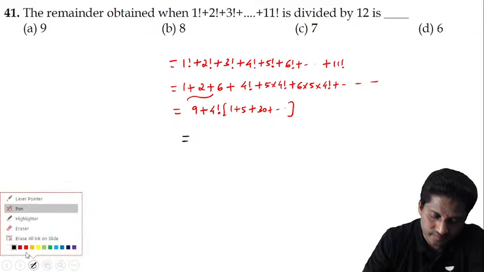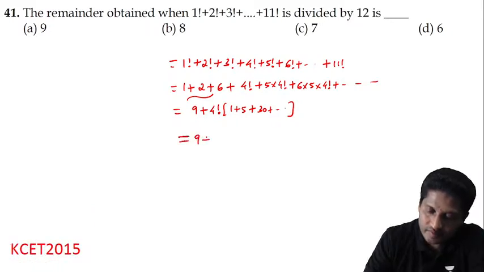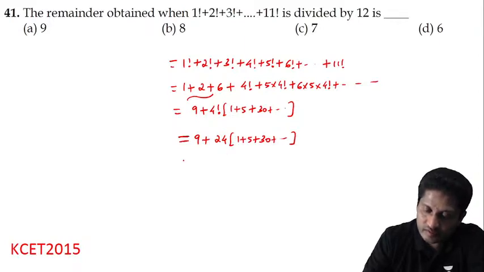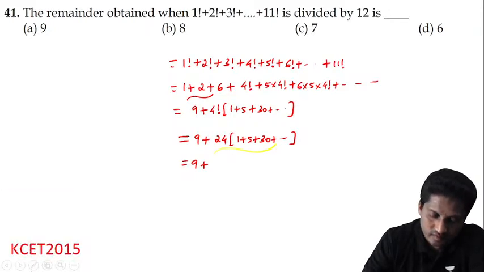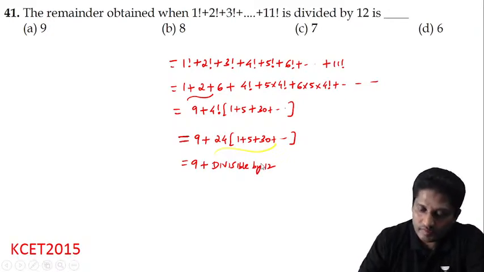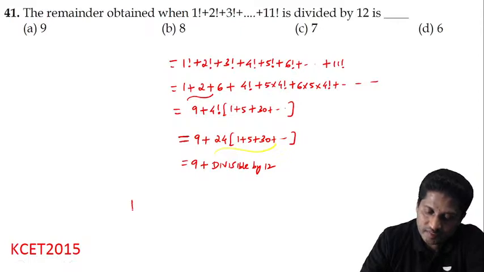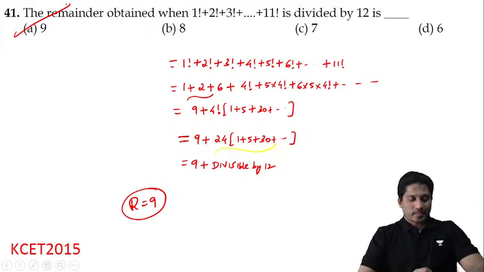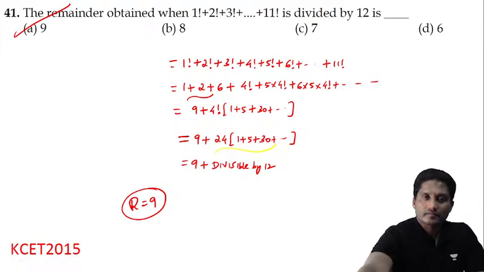You get 9 plus 4 factorial, which is 24, into 1 plus 5 plus 30 and so on. This is 9 plus, okay, this one is divisible by 12. Okay, this is divisible by 12. Divisible by 12 plus 9. So obviously remainder will be equal to 9. Answer is option A. Right? Let's move to the next question.